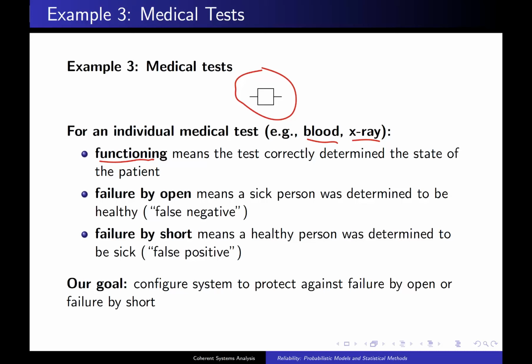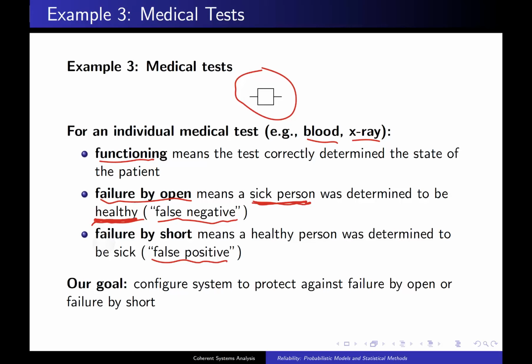Now there's two different failures here, and sometimes these are referred to as false negatives and false positives. But failure by open means that a sick person was determined to be healthy. Well, that's a bad failure because somebody is actually sick, whereas the test determines them to be healthy, and that means the sick person is not getting the treatment.